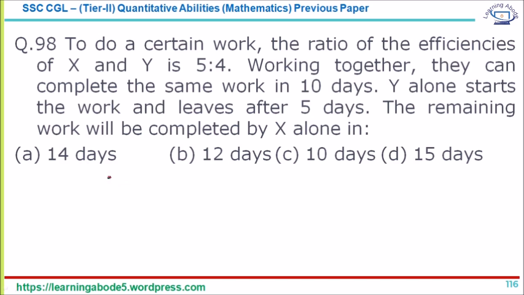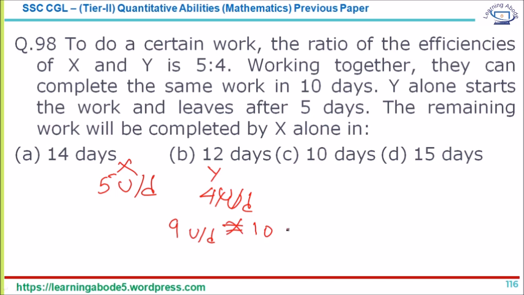Let's say x does 5 units of work per day and y does 4 units of work per day. Now totally they do 9 units of work per day, and if they work for 10 days, then 90 units is done. 90 units is the total work done.